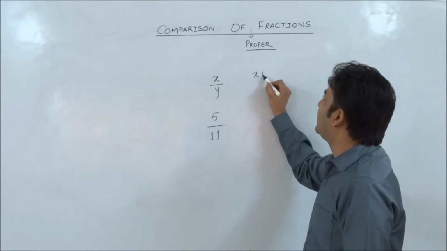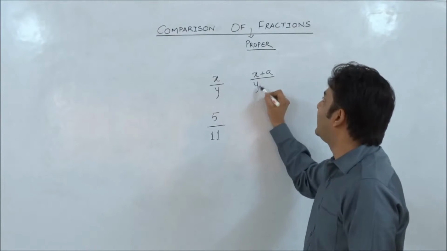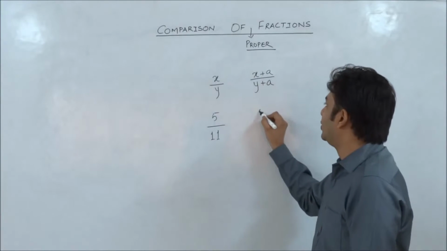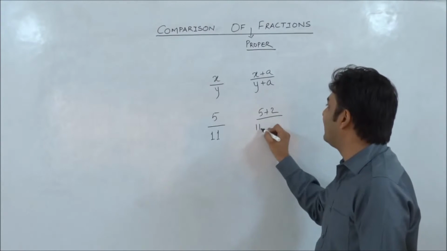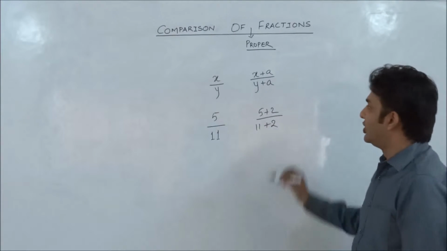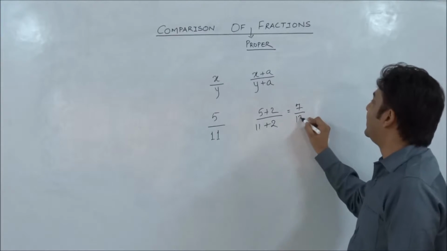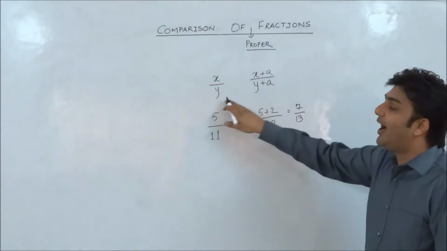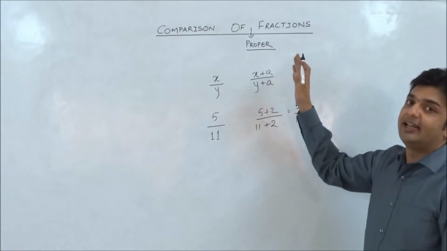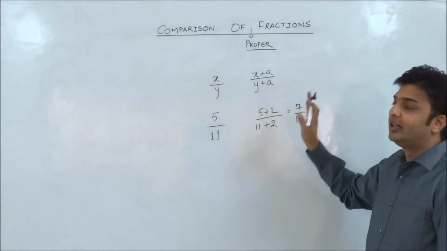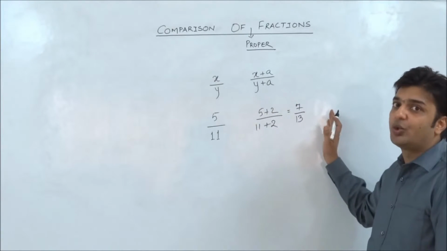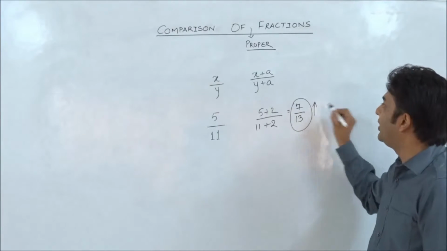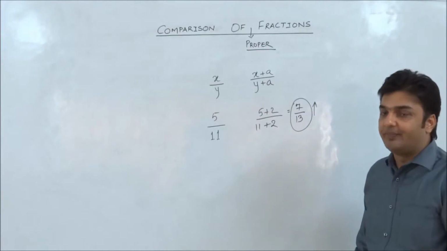If I add a certain quantity to it in the numerator as well as the denominator, let's say I add 2 here, so 5 plus 2 and 11 plus 2, this becomes 7 by 13. Now which is greater? When you add a certain quantity to the numerator and the same quantity to the denominator, the fraction in which the quantity has been added is going to be greater. That means 7 by 13 is going to be greater than 5 by 11.